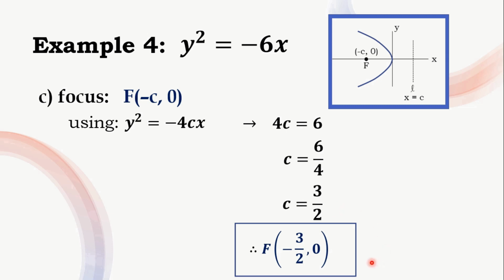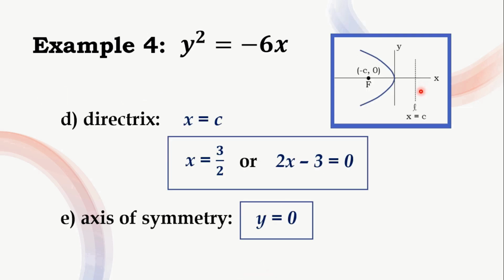With this, we can have the coordinates of the focus. Point F is at (negative 3 halves, 0). The directrix passes through the positive x-axis. Therefore, its equation is x equals 3 halves, or it could be simplified to 2x minus 3 equals 0. The axis of symmetry is y equals 0.